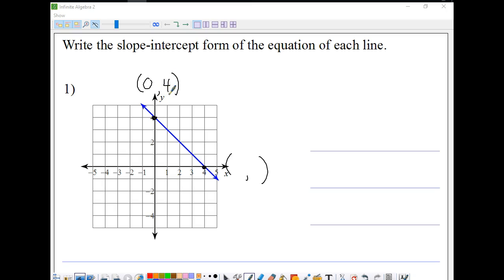And what did you get for this one, Chris? Yeah. So remember, x comes first and then y. So in this one, the x value is 0, the y is 4. Over here, the x is 4, the y is 0. This is correct.